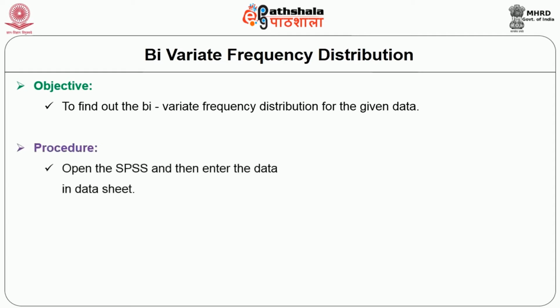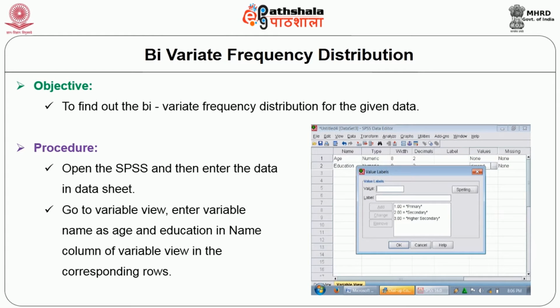Procedure. Open the SPSS datasheet and then enter the data in the datasheet. Go to Variable View, enter the variable names age and education in the name column in the corresponding rows. Enter data on age in one column and education in another column, and then go to Value Label, put the cursor at the corner of the value label cell corresponding to the education variable row. Give value label 1 for primary education, 2 for secondary education, 3 for higher secondary education, 4 for college education, and 5 for professional education.